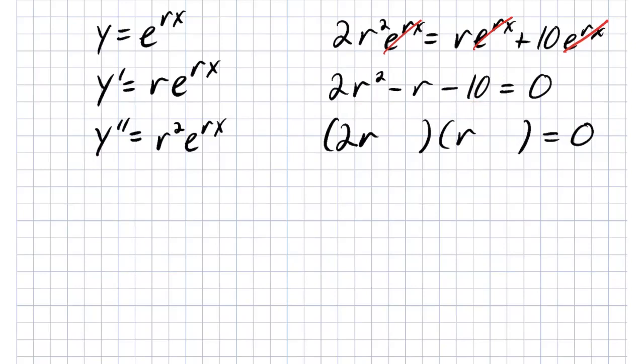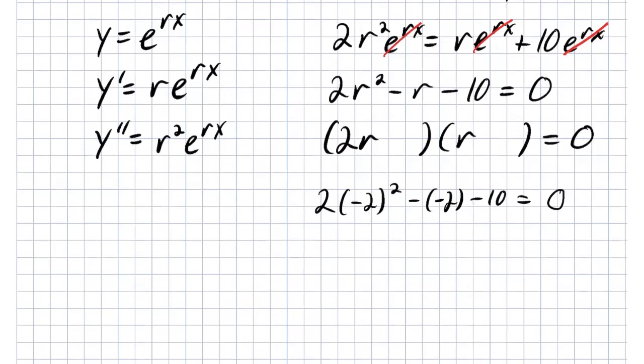So let's try 2 times 2 squared minus 2 minus 10. What does that give me? That'll be 8 minus 2 is 6, and then minus 10. So that's not 0. Let's try minus 2. So 2 times minus 2 squared, and then minus minus 2 minus 10. Now I get 8 plus 2 is 10, minus 10 is 0.